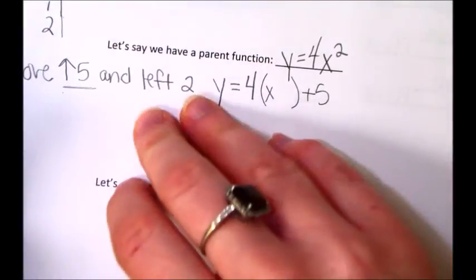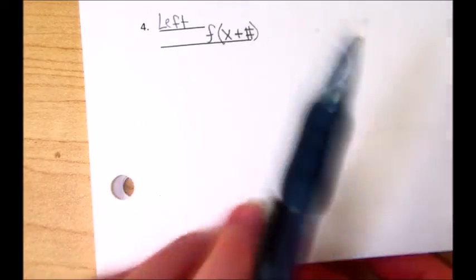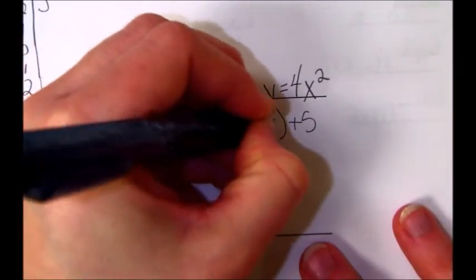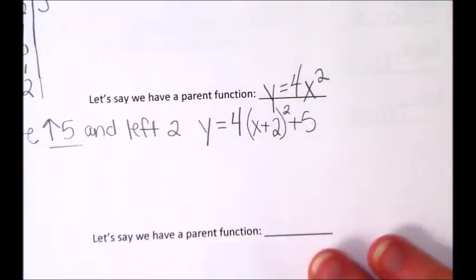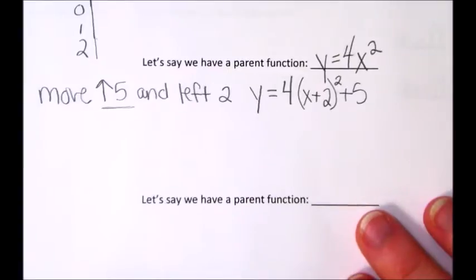Now, if you flip back to the front, I said to move something to the left means you add a number to x. So if I want to move this equation to the left 2 units, I will do x plus 2 to the quantity squared. And that moved my graph up 5 and left 2.